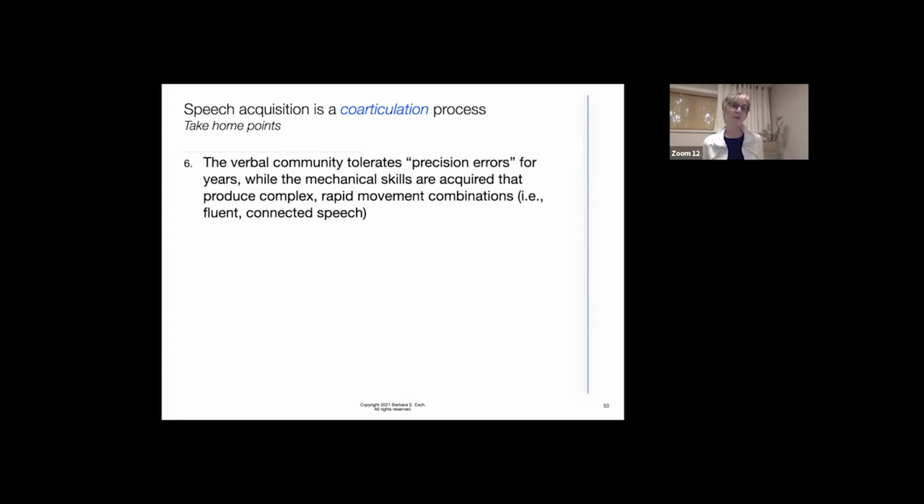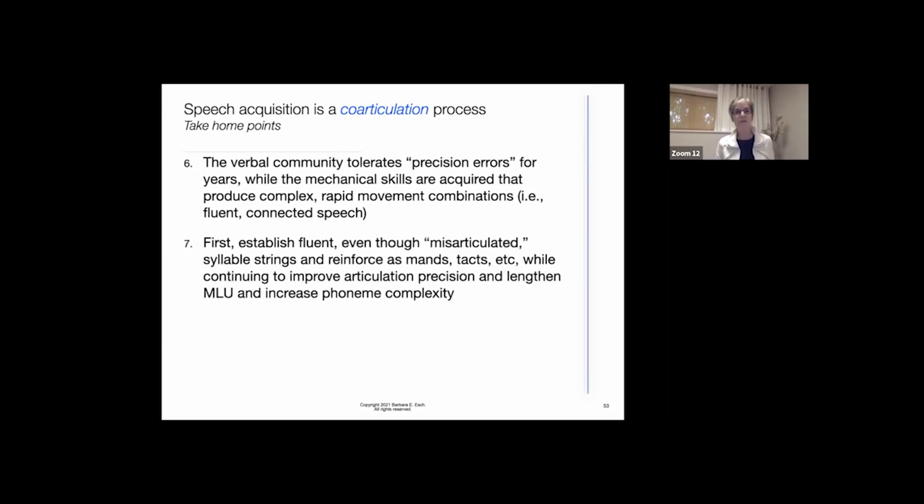Point 6, the verbal community, that all of us who reinforce language, tolerates precision errors for years and years as the mechanical skills are acquired that produce complex rapid movement combinations, that is, fluent connected speech. First, establish fluent, even though maybe misarticulated, syllable strings, and reinforce those syllable strings as mands and tacts and so on, while you're continuing to improve articulation precision and lengthen the syllable strings, the mean length of utterance, and increase the phoneme complexity.